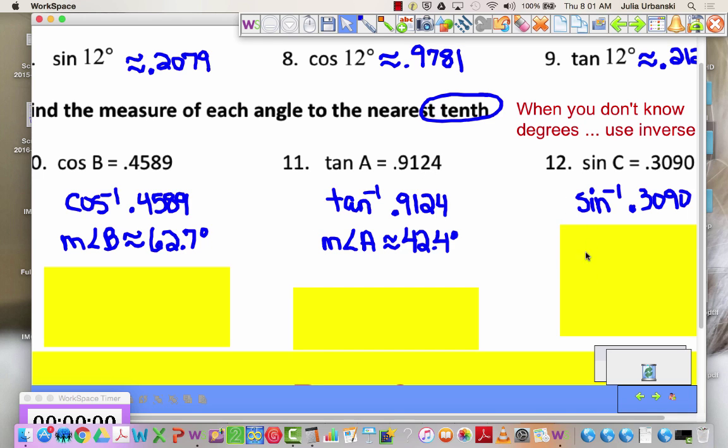For number 12, what's the measure of C right here? Sine inverse of 0.3090. What's the measure of C?